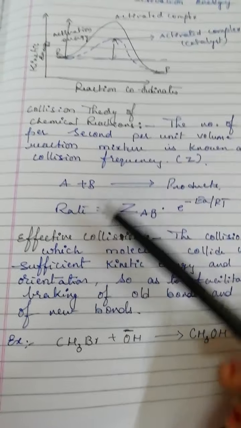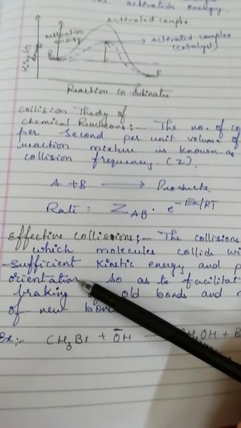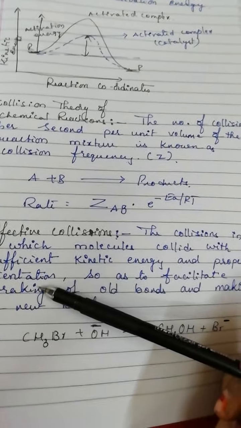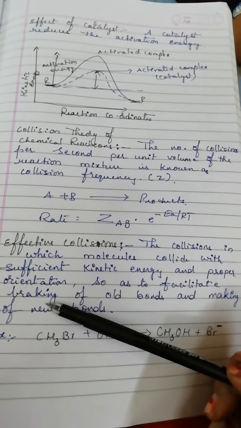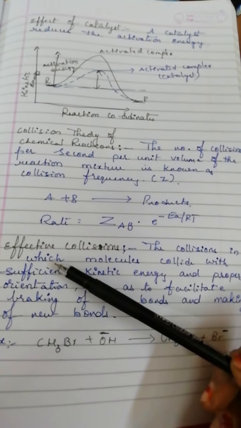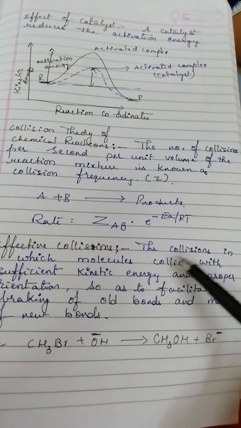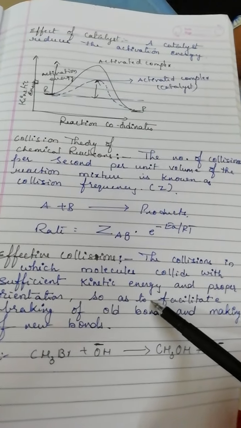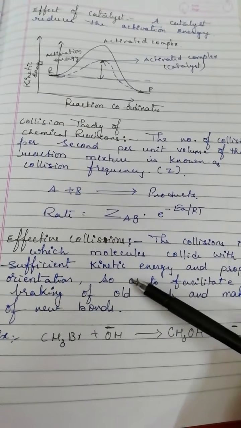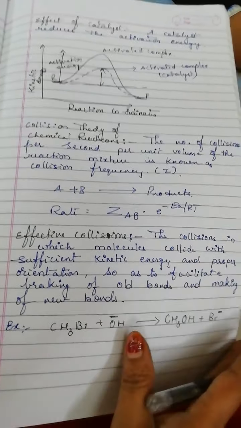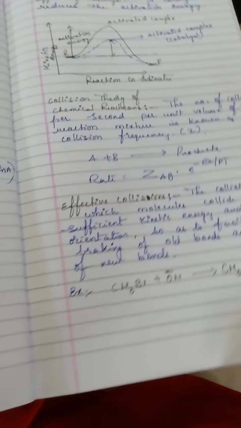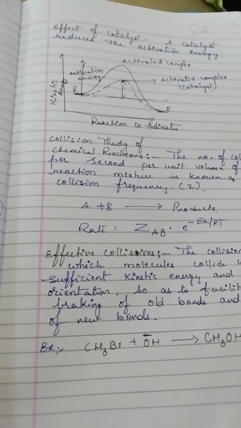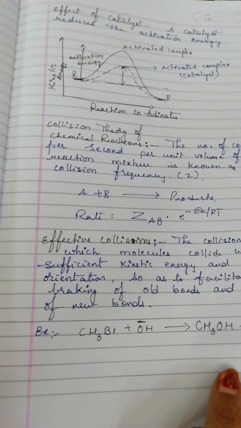Now, collisions and effective collisions, both concepts are a little bit different. Now, how can we define effective collisions? The effective collisions are the collisions in which molecules collide with sufficient kinetic energy and proper orientation. Now, let us see what we mean by proper orientation. How can we understand that proper orientation? How is it going to help in the formation of products?